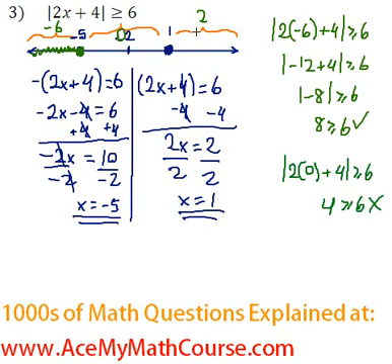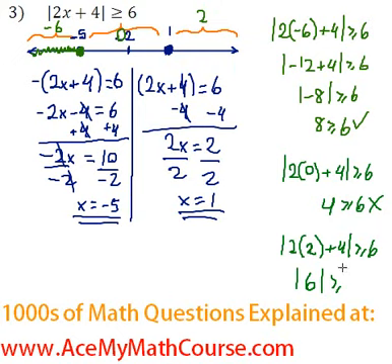Then finally we'll plug in 2 for the last area, greater than 1. So 2 times 1 plus 4. So we get 2 plus 4, 6. Oh, I did something wrong, didn't I? Yes, I did. I plugged in 1 instead of 2. I should have plugged in 2.